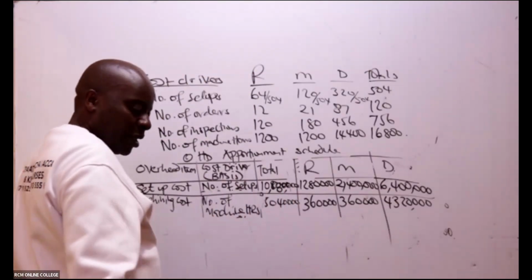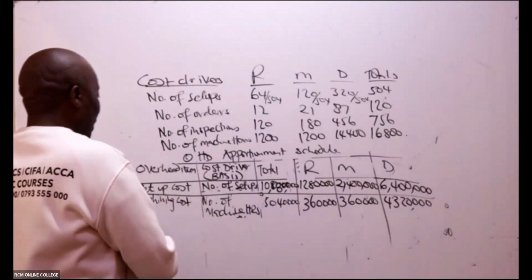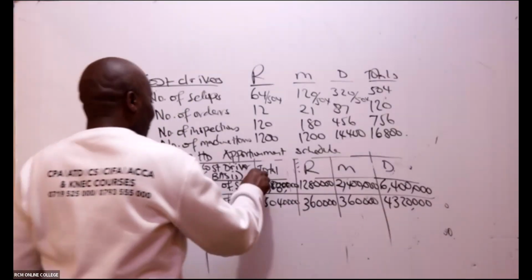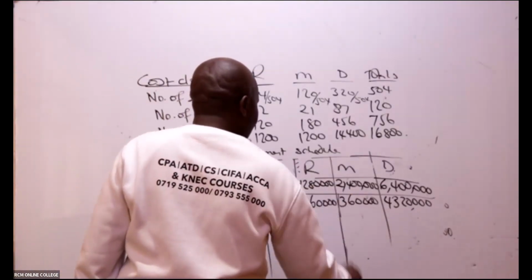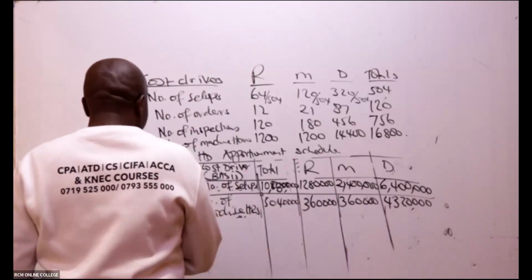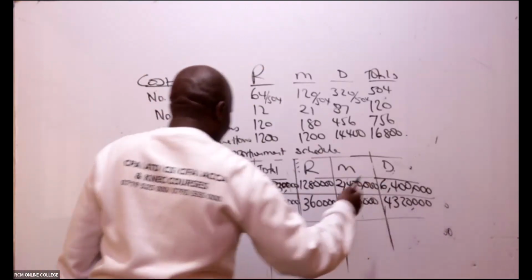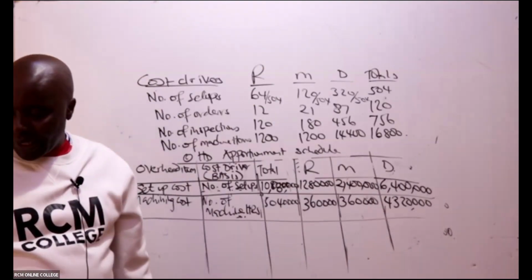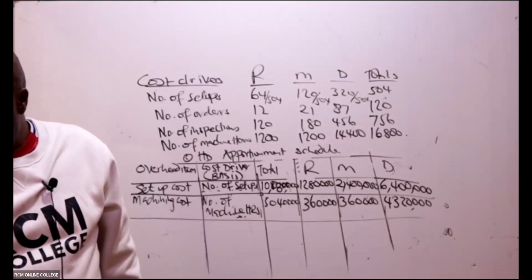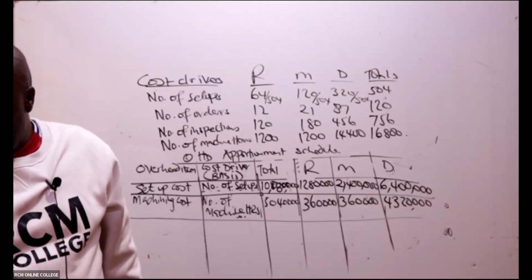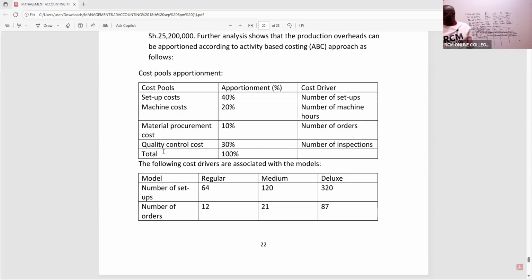Ladies and gentlemen, now we can very easily go ahead and ascertain what here. We can now very easily go ahead and go to the next overhead item. This is ABC. All right. Now for ABC, ladies and gentlemen, what else do we have there?